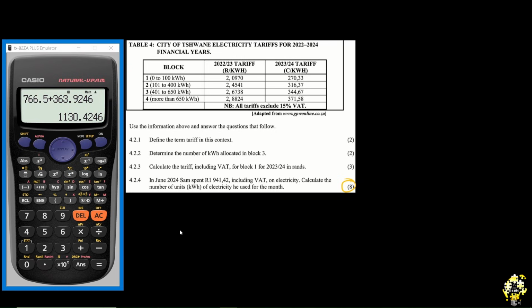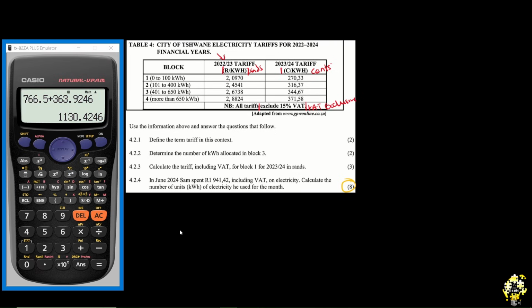Rands or cents. This one is in rands, but this one on the other hand is in cents. Okay, it's fine. Since we have rands on the left hand side and we have cents on the right hand side. The next question, VAT inclusive or VAT exclusive? We are told that, note, all tariffs exclude VAT. So they are VAT exclusive.